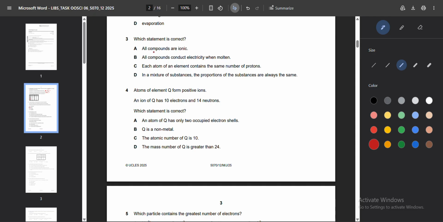Which statement is correct? All compounds are ionic. No, all compounds are not ionic. There are some covalent compounds as well. All compounds conduct electricity when molten. The covalent compounds do not conduct electricity in any form, in molten form or in aqueous state, whatever it is. For example, molten sugar is covalent and it does not conduct electricity.